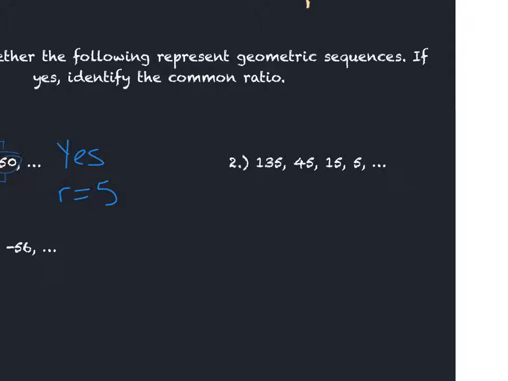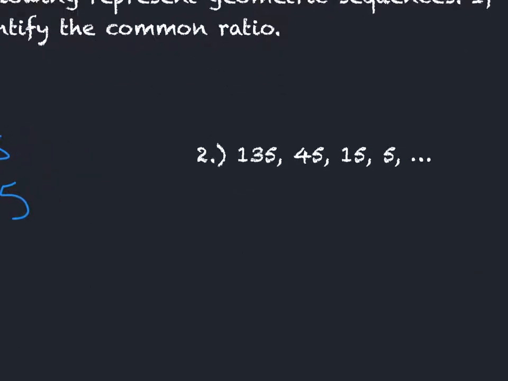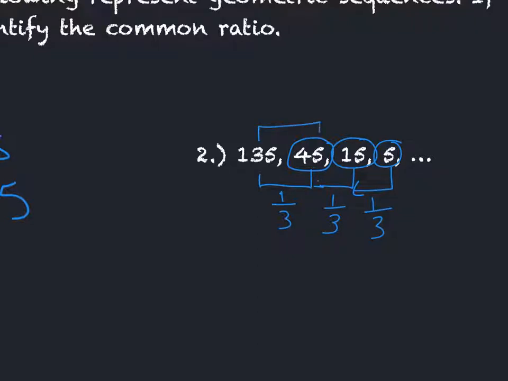Okay, now is this a geometric sequence? Well, if we take 45 and we divide it by 135, you're going to get a decimal, and that decimal, if you change it back to a fraction, would be 1/3. You take 15 and you divide it by 45, you would get 1/3. You take 5 and you divide it by 15, you get 1/3. So we do have a common ratio. The common ratio is 1/3, meaning 135 times 1/3 would get you 45.